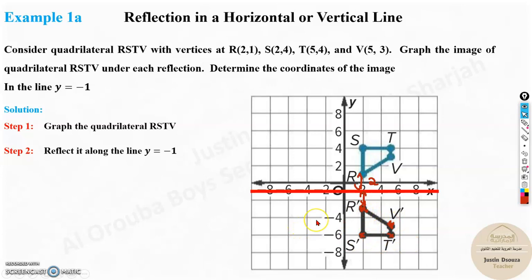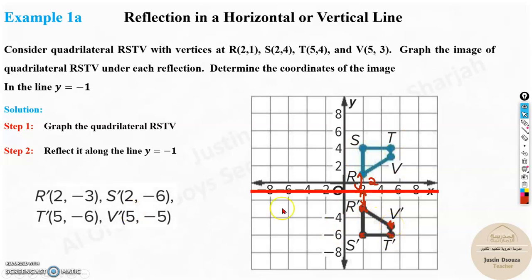I hope it's clear. Now, whenever you've transformed or reflected something, you will have to give the notation. See these notations as R dash. R is reflected over here, so it's R dash. Then S dash, T dash, V dash. This is how we get it. So that is the answer.